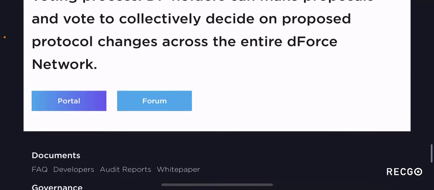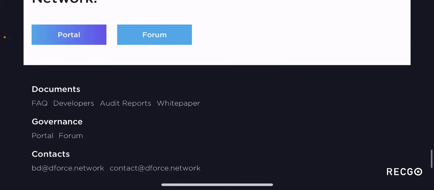You can click on the portal in order to see some of the proposals they have, and you can also access this forum page to see what are the potential new proposals that are planning to be in the voting stage, and you can also participate if you do hold DF tokens, right? Again, I think this is the end of the website.